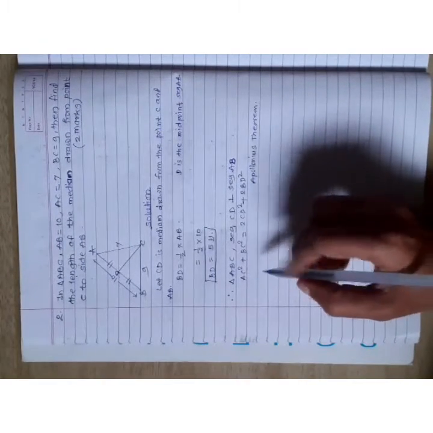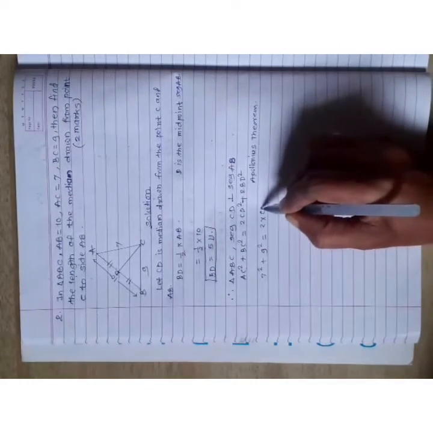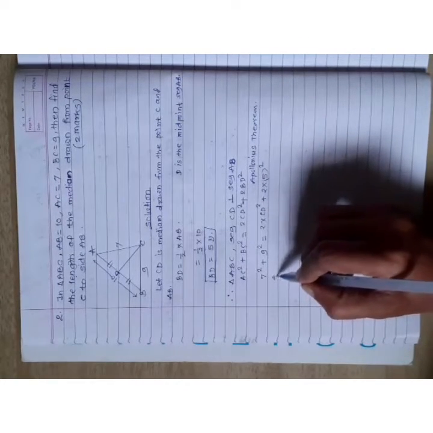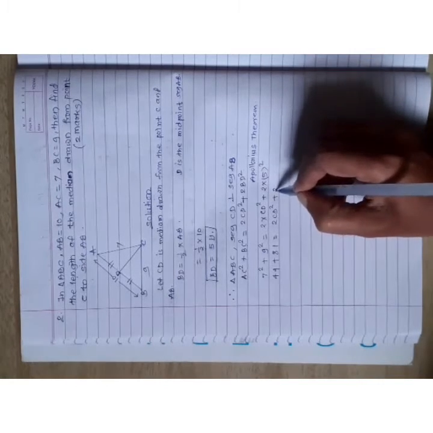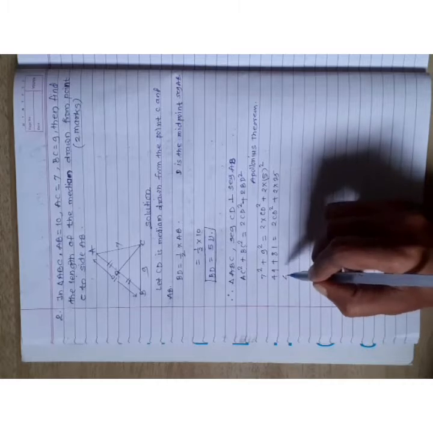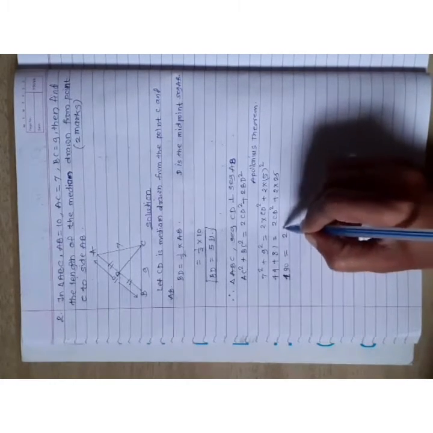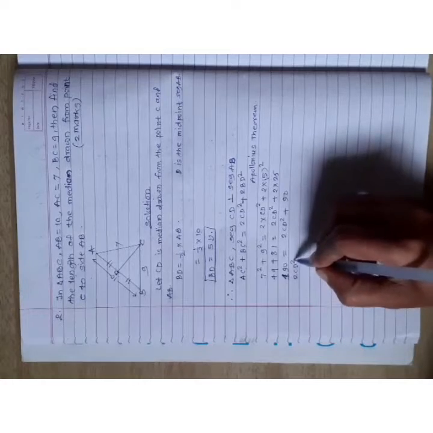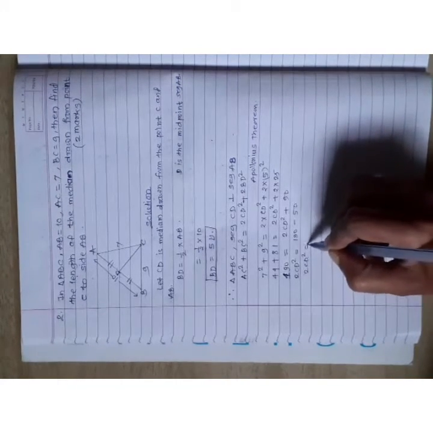Substituting values: AC is 7 square plus BC is 9 square is equal to 2 multiplied by CD square plus 2 multiplied by BD, 5 square. 7 square is 49 plus 9 square is 81 is equal to 2CD square plus 2 multiplied by 25. 49 plus 81 is 130 is equal to 2CD square plus 50. 2CD square is equal to 130 minus 50. 2CD square is equal to 80.